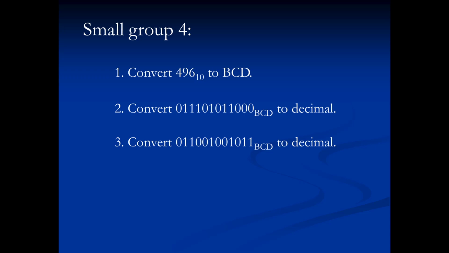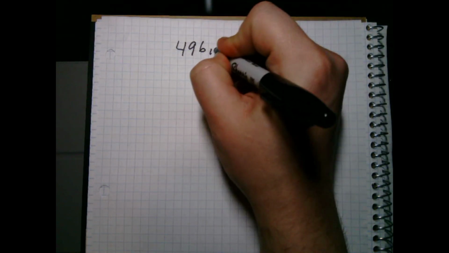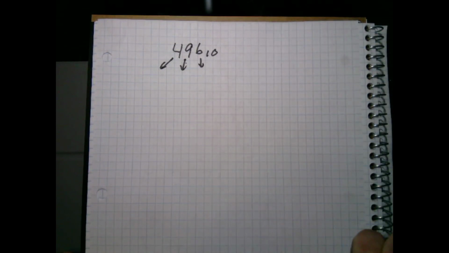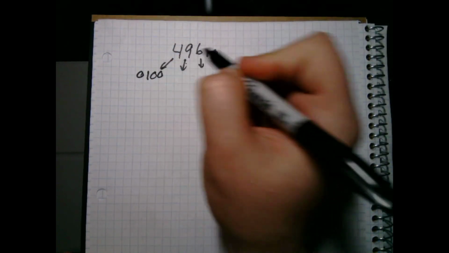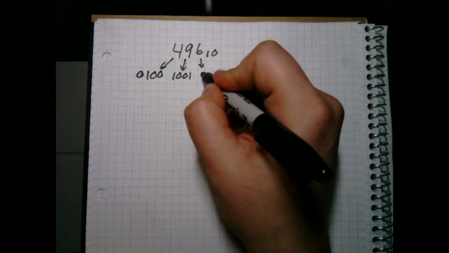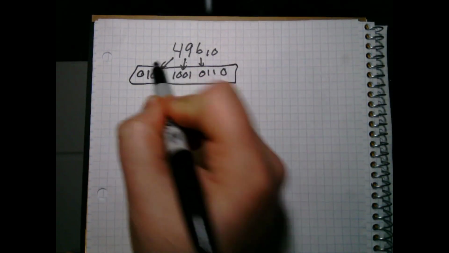All right, so for the first number, we have 496 base 10. I'm going to convert this to BCD. So all we have to do is break out these numbers individually. 4 would be 0, 1, 0, 0. 9 would be 1, 0, 0, 1. And 6 would be 0, 1, 1, 0. And that is our BCD number.